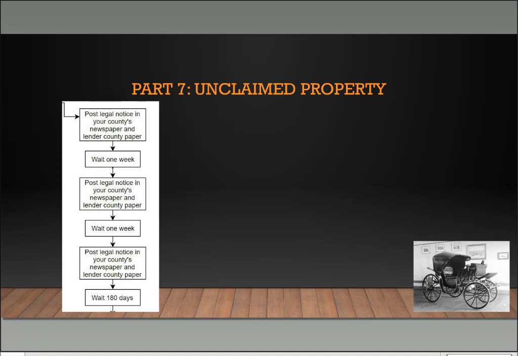Okay, so you are going to then post a legal notice in your county's newspaper and John Doe's county newspaper, because we live in this county and John Doe lives, or lived, in the neighbor county, so we are posting 2 legal notices in the paper. The notice has to be up for 3 weeks. Then, after the 3 weeks is done, we have to wait 180 days.